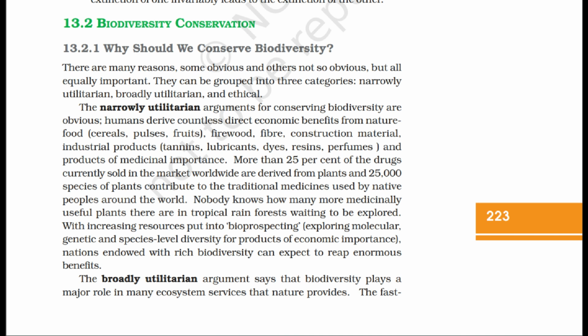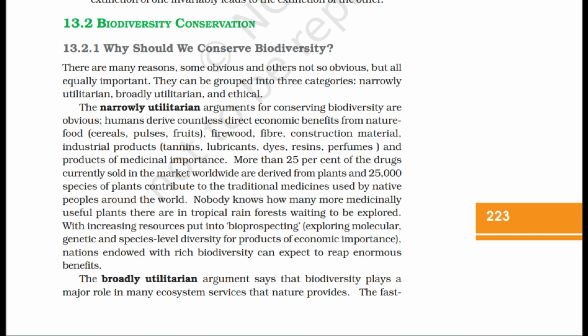More than 25% of the drugs currently sold in the market worldwide are derived from plants, and 25,000 species of plants contribute to the traditional medicines used by native peoples around the world. Nobody knows how many more medicinally useful plants there are in tropical rainforests waiting to be explored. With increasing resources put into bioprospecting, exploring molecular, genetic and species-level diversity for products of economic importance, nations endowed with rich biodiversity can expect to reap enormous benefits.